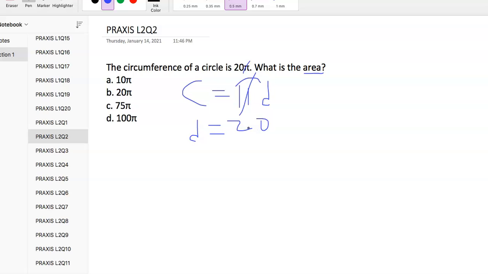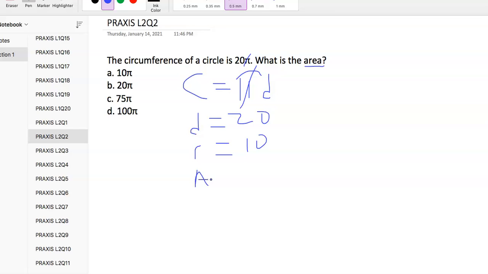If d is 20, what is the radius? Half of 20, so radius is 10, and now we can go ahead and solve. Area is pi r squared. Radius is 10. 10 squared is 10 times 10, which is 100. Throw a pi on there. Area equals 100 pi. Really not too complicated, but they did make you do a couple of extra steps, as well as knowing that circumference is pi times diameter.